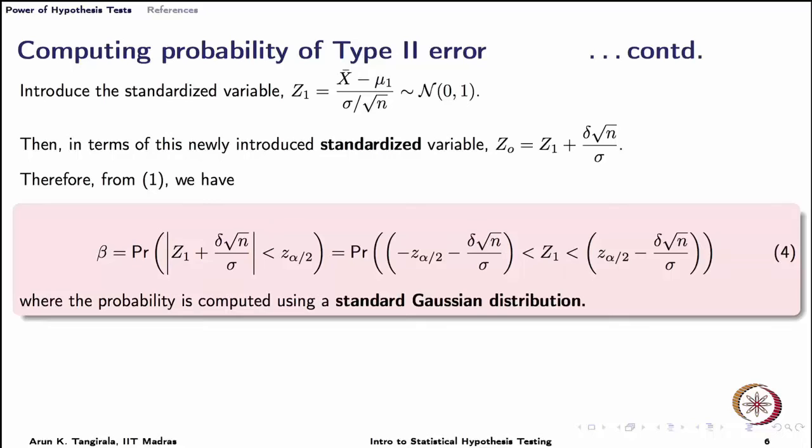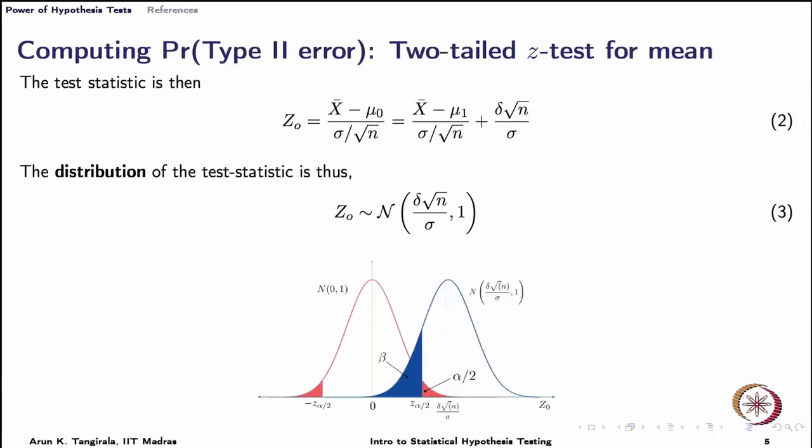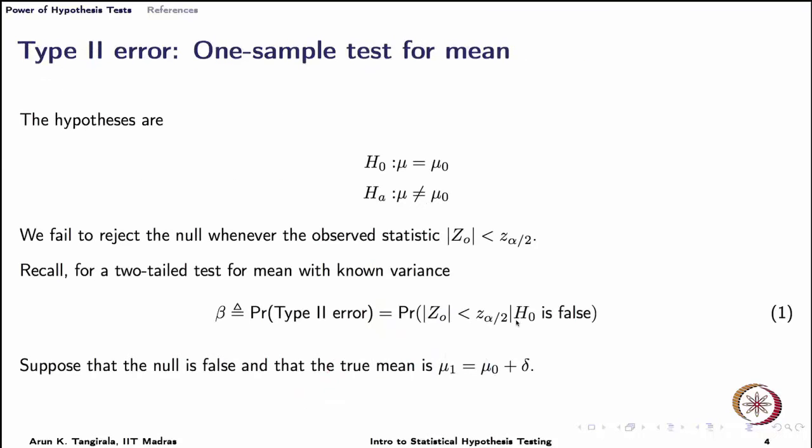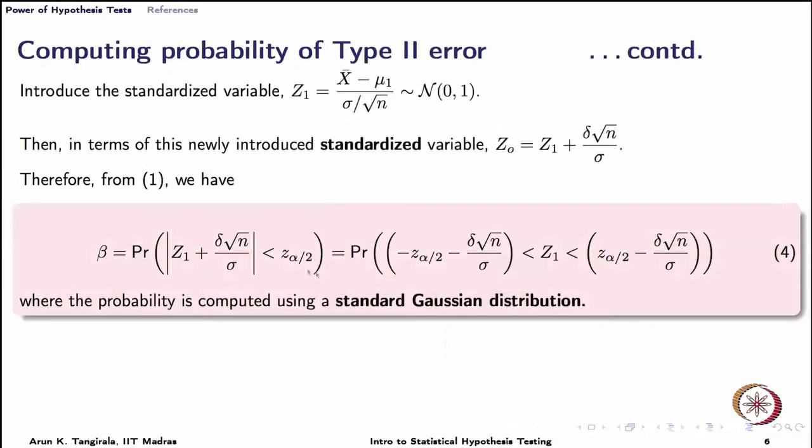So, all that is required is now to rewrite Z observed in terms of Z1, and we know from the definition of Z observed and that of Z1, they both are related as Z observed equals Z1 plus delta root n by sigma. So, we just take this expression for Z observed and plug it into our expression here for beta, and here in place of Z observed we have Z1 plus delta root n by sigma.